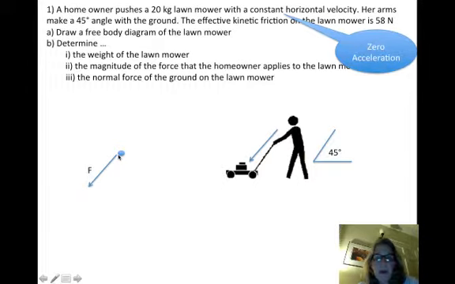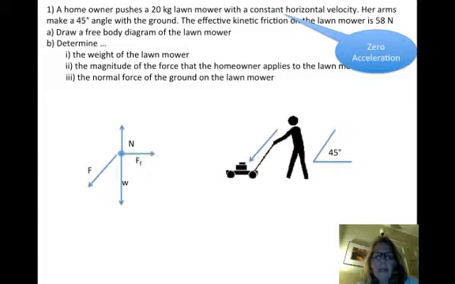The first force we're going to put on there is the 45-degree pushing force from the person. The next I'm going to put on there is the weight. It's a 20 kilogram lawnmower, so there's some weight associated with it because of gravity, and we know that's the mass times the gravity. And then there's also a normal force, because if something's on the ground, there's going to be a normal force that's pushing up.